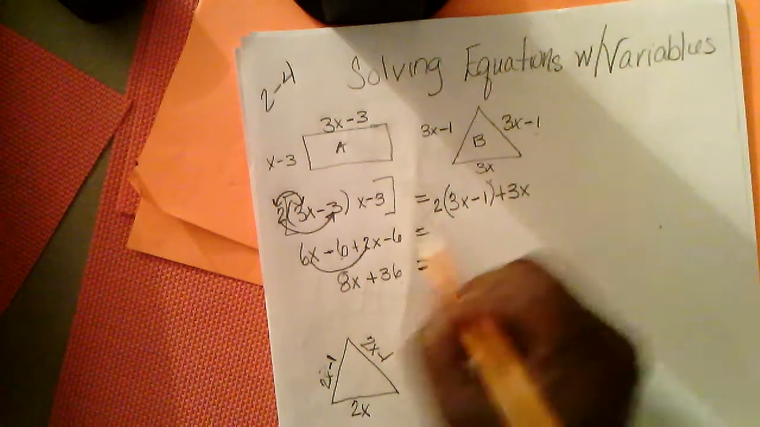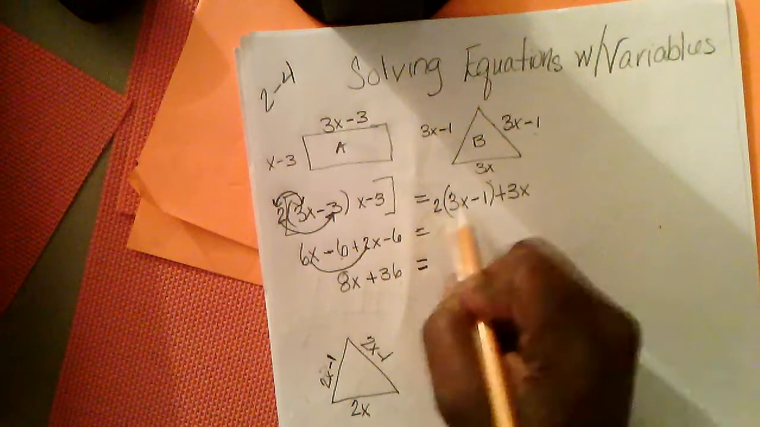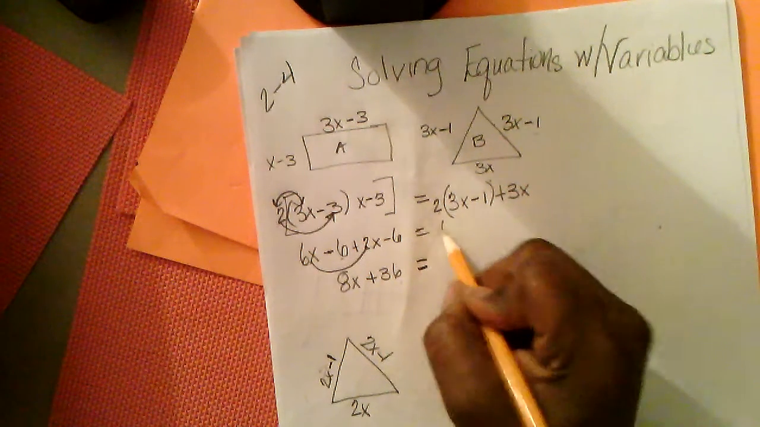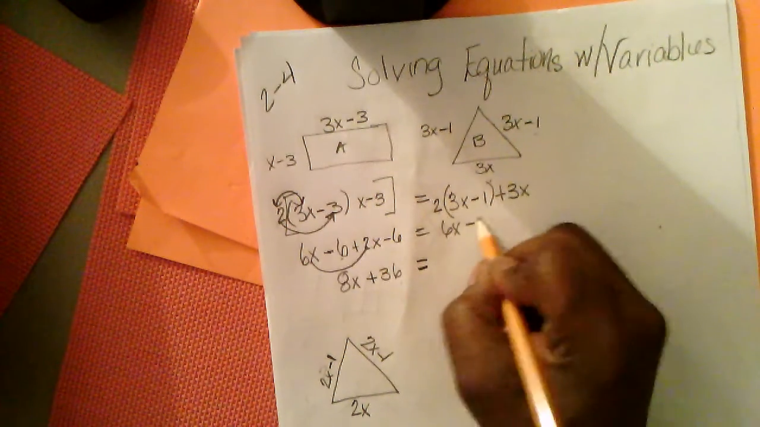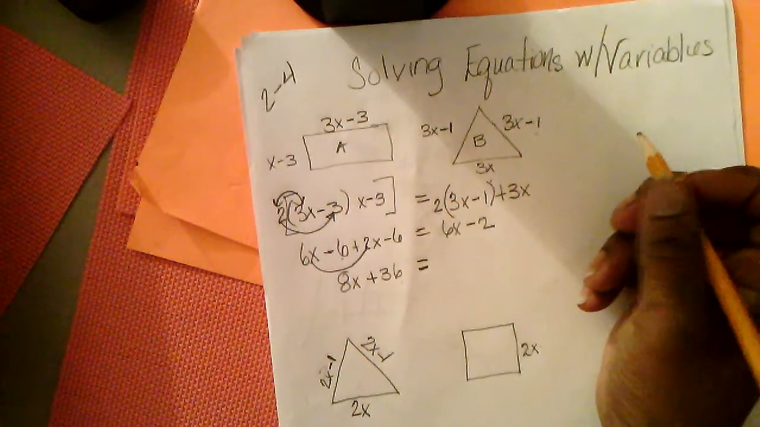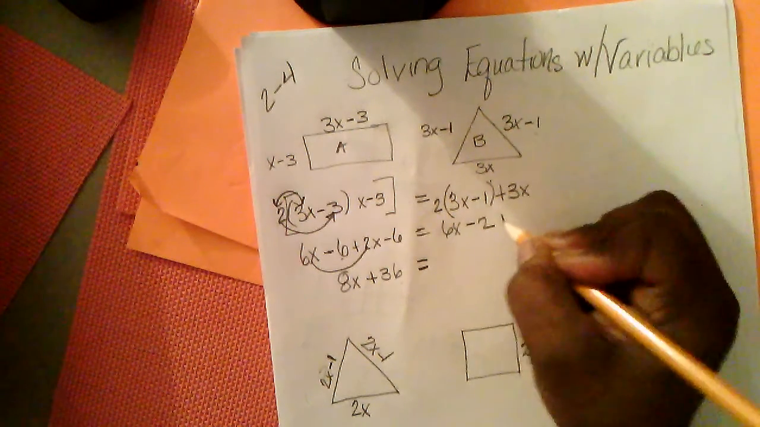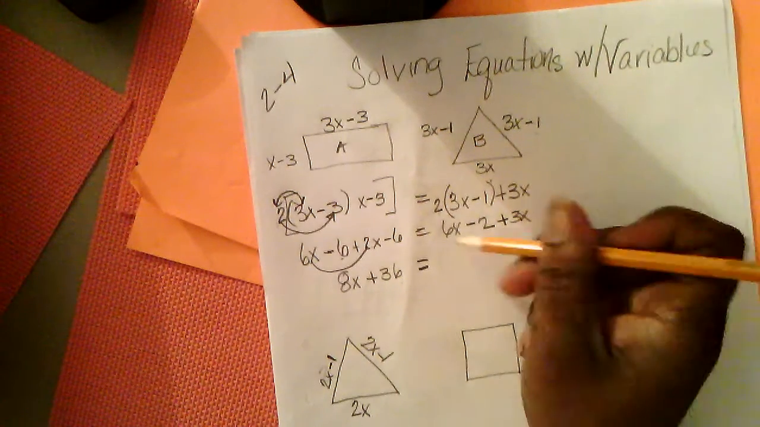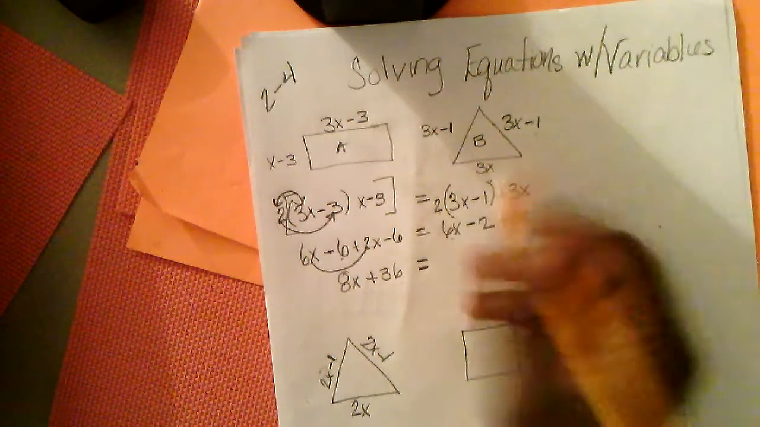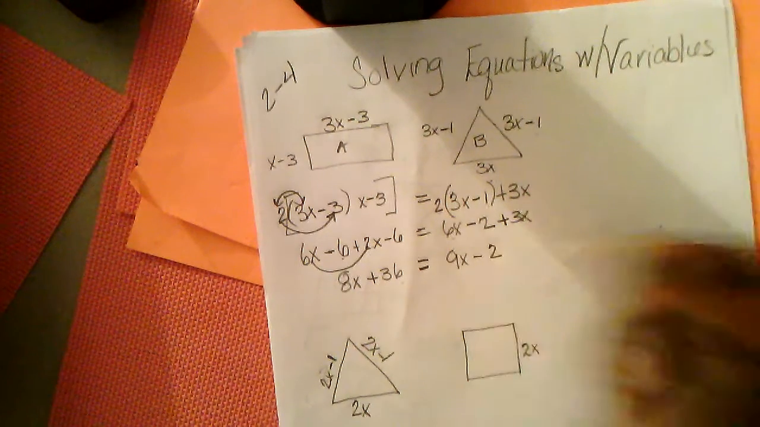So we have 3x times 2 gives us 6x. 2 times negative 1 gives us negative 2. And because it's a triangle, it's only one side, we just bring that 3x down. So now we have 6x plus 3x gives us 9x minus 2.